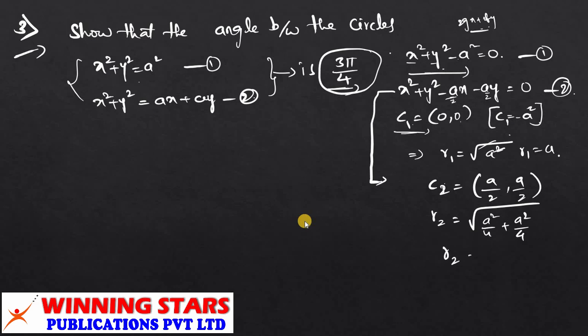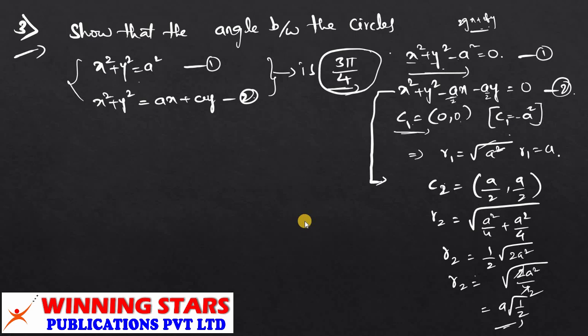So r2 is equal to 1 by 2 into under root of 2a square. We can keep it like that: r2 is equal to under root of 2a square by 4. The 2 and 2 get cancelled, a comes out, and we get a into under root of 1 by 2.